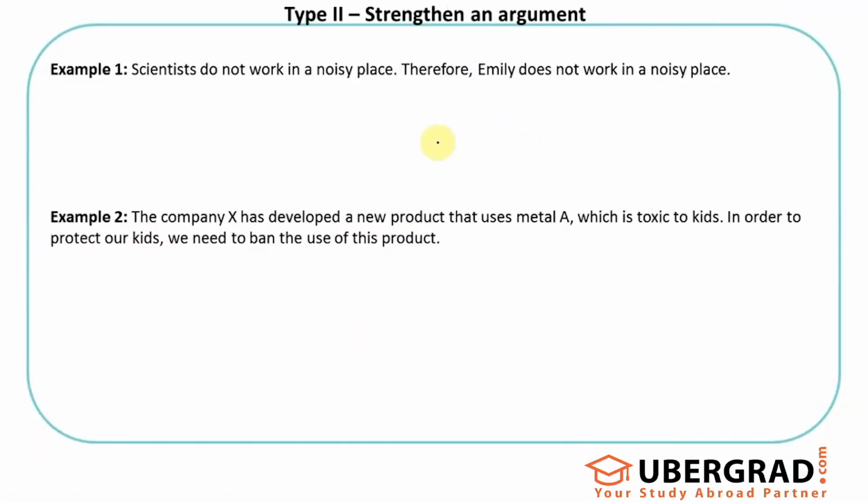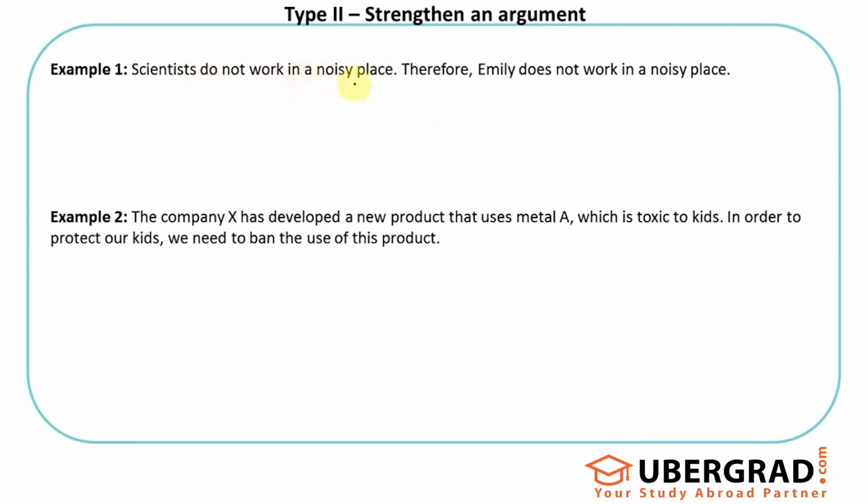The next type is strengthening an argument. This is where the author has given you an argument, and then an additional piece of information is given. That additional line should actually strengthen the argument made by the author. So let's look at this.